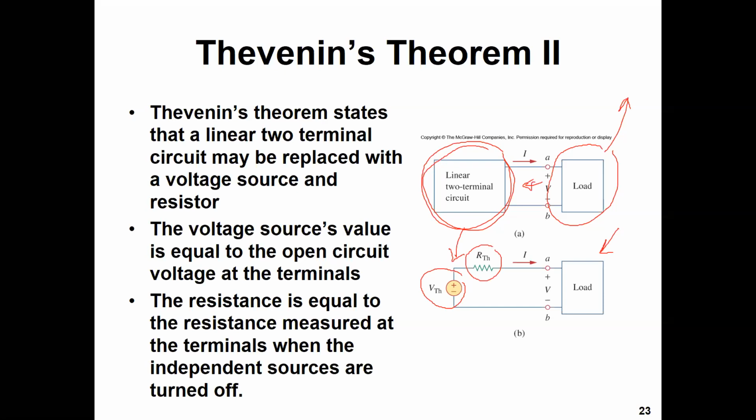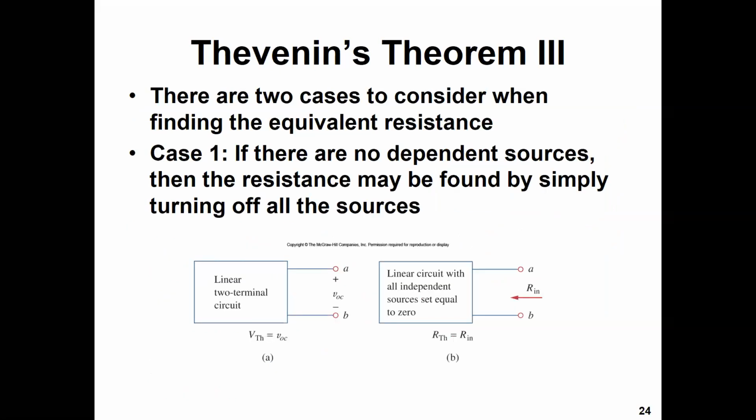So the voltage source value is equal to the open circuit voltage at the terminals. Then the resistance is equal to the resistance measured at the terminals when the independent sources are turned off. So whatever is inside this box, if there are any voltage or current sources, those will be turned off, removed, and then we determine the resistance looking between these two terminals across the load. And we'll see some examples to clarify and explain this theorem.